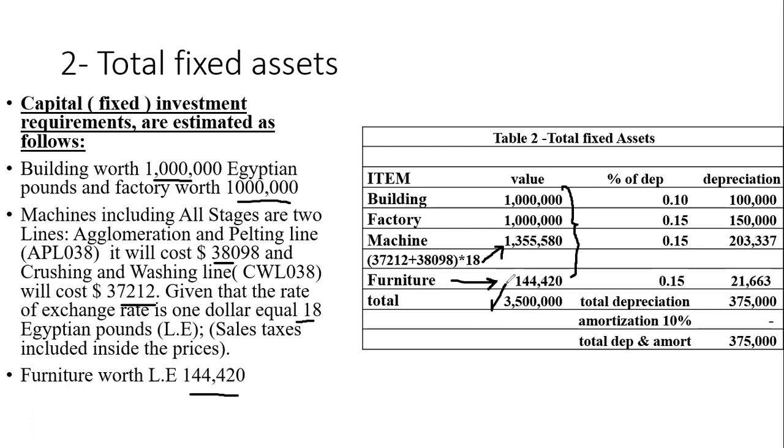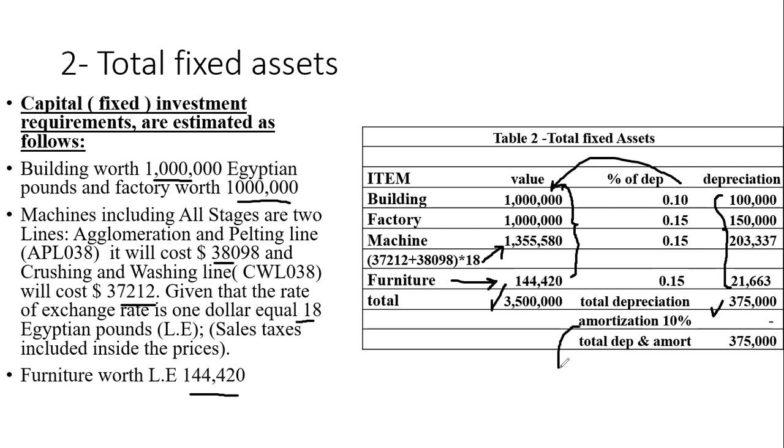So we need to know the depreciation, and the depreciation rate for these items is 10%, 15%, 15%, 50%. We calculate the depreciation by multiplying the percentage times the value. It's the direct way of depreciation. Then you have the amount of depreciation. After we figure out the depreciation for each, we sum them, and it gives us 375,000.